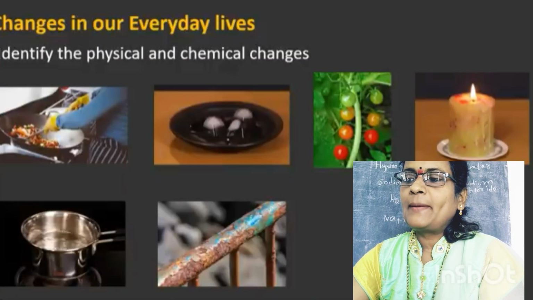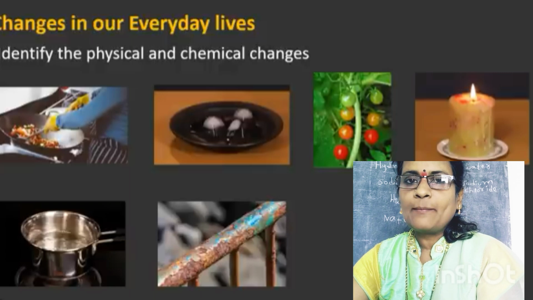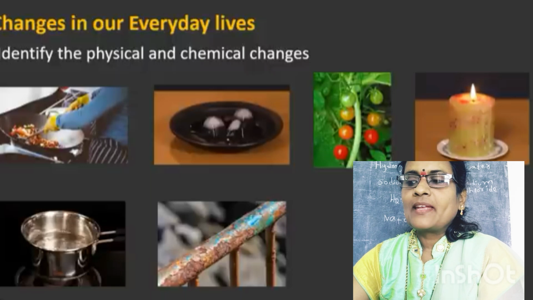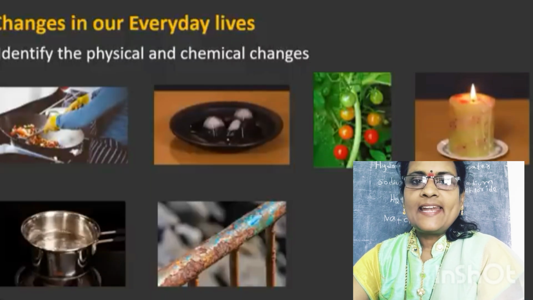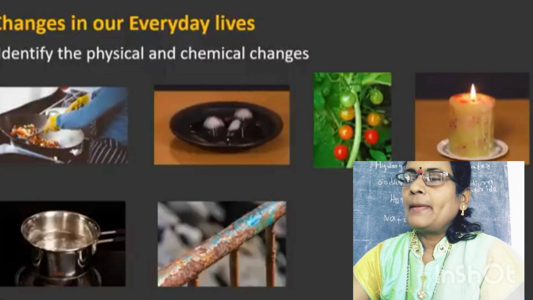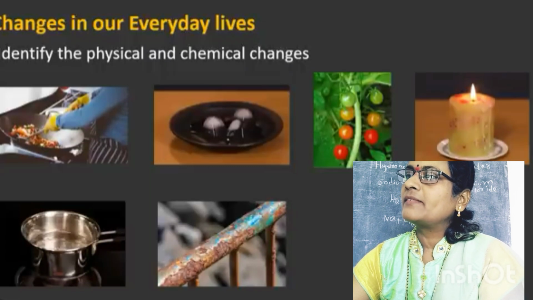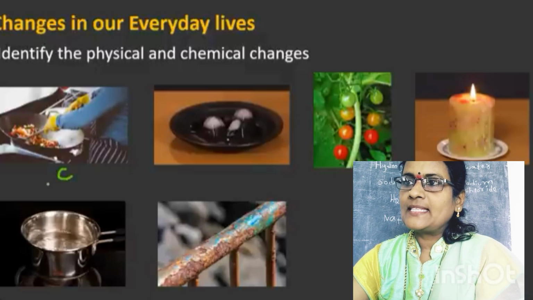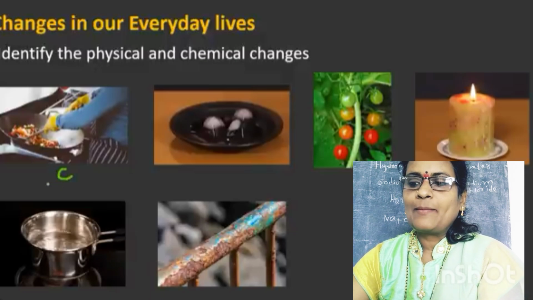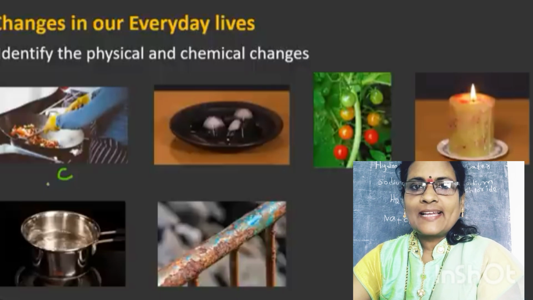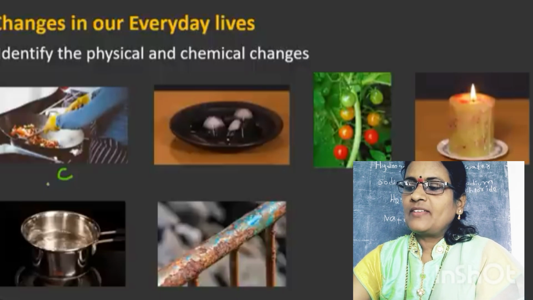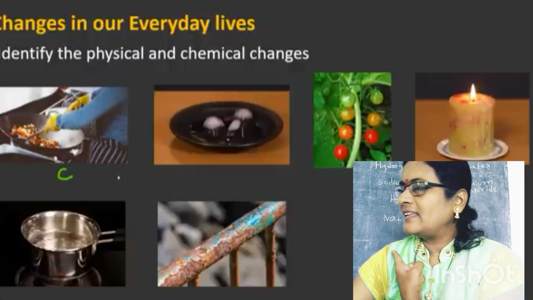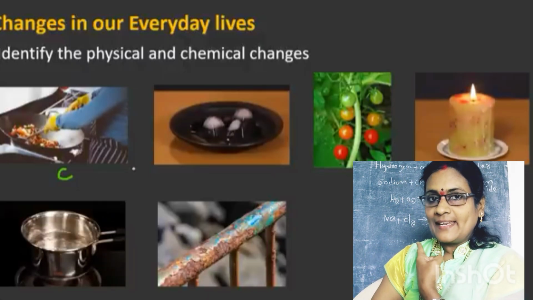Alright, here I have some pictures of changes in our everyday lives and you need to identify what are the physical and chemical changes here. So, let's start with the first picture. Can you see that the person is cooking food here? So, is that a physical change or chemical change? What do you think? That's right. It is a physical change because once the food is cooked, new substances are formed and it's irreversible.